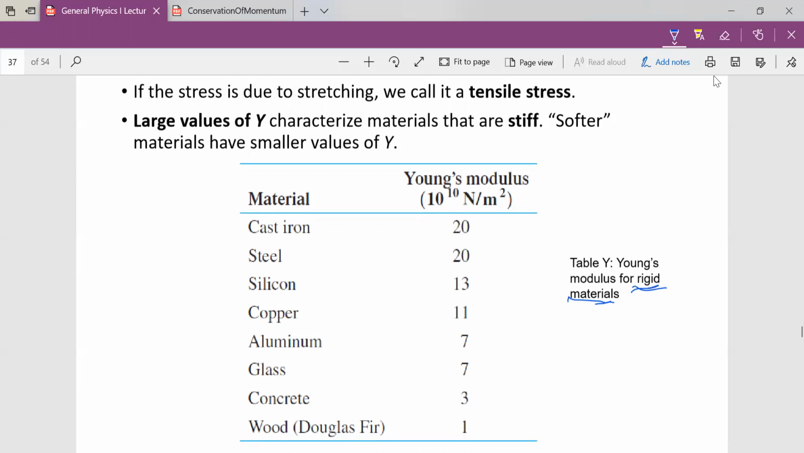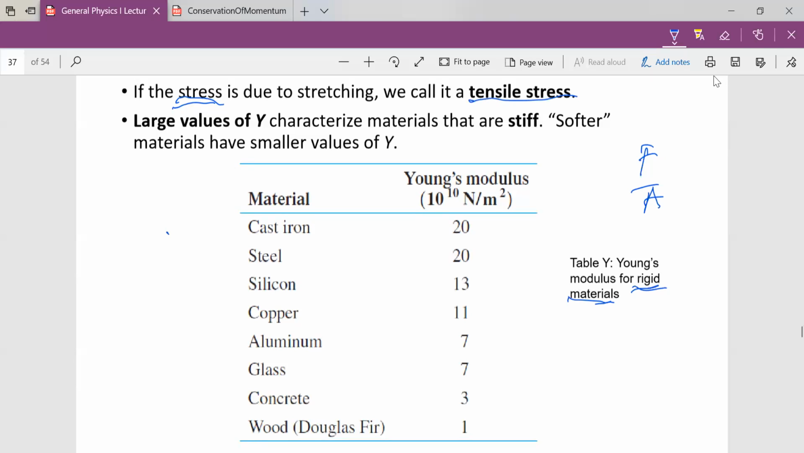So if the stretch or compression is due to the stress, remember what stress is, the ratio of force to A, if it is due to stretching, we have what we call the tensile stress.